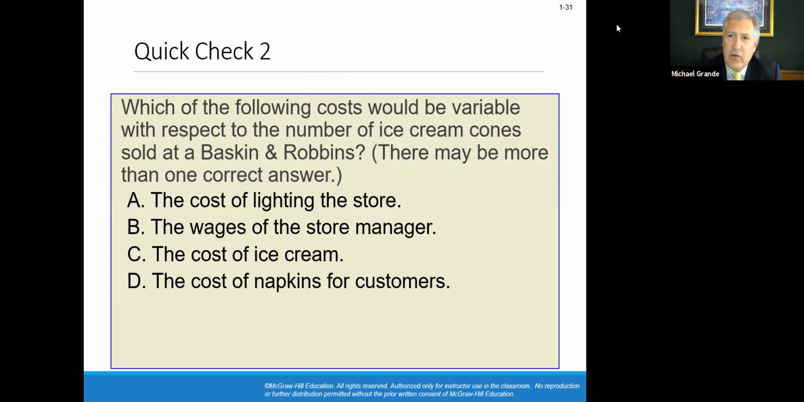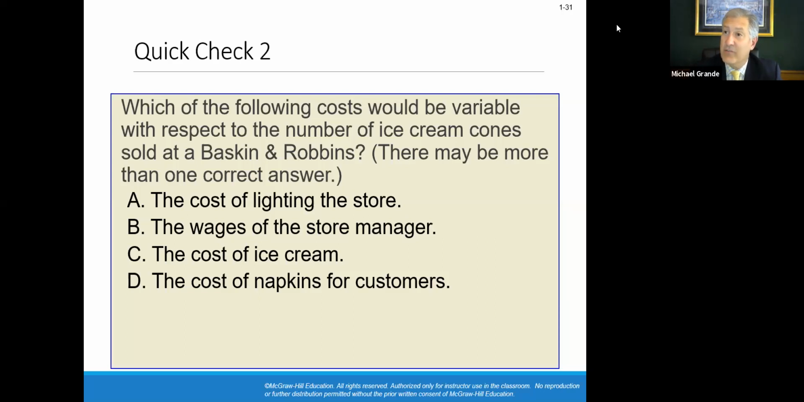Here's another question. Which of the following costs would be variable with respect to the number of ice cream cones sold at Baskin-Robbins? There may be more than one correct answer. So which ones are variable? The cost of lighting the store, variable? I don't think so. The wages of the store manager, he probably gets a fixed salary.